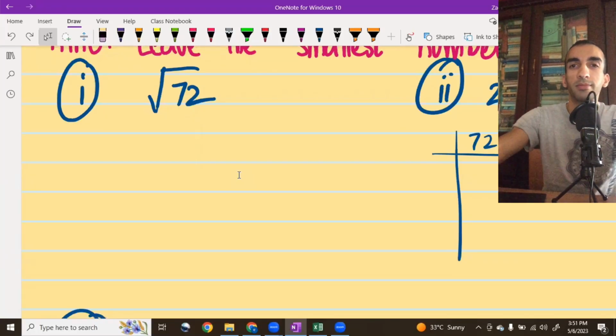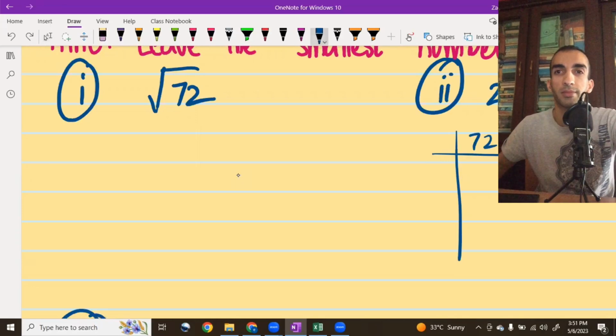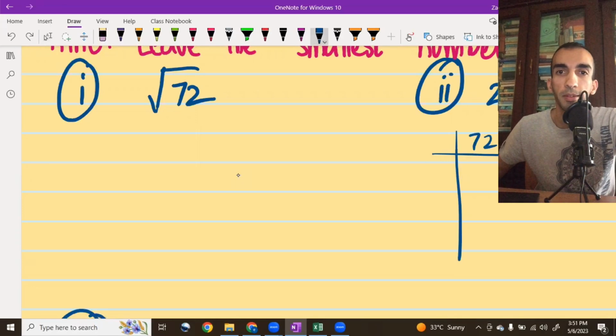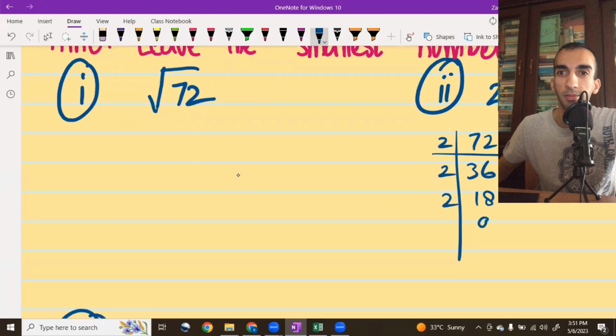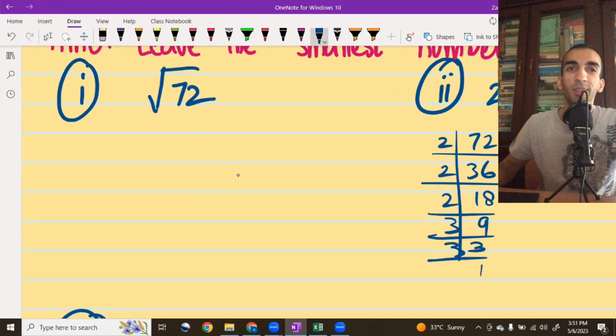I got... So I divided 72 by 2, which is 36. And then I divided it by 2 again, which is 18. And then I divided it by 2 again, which is 9. And then divided that by 3, which is 3. And then divided that by 3 again, which is 1.